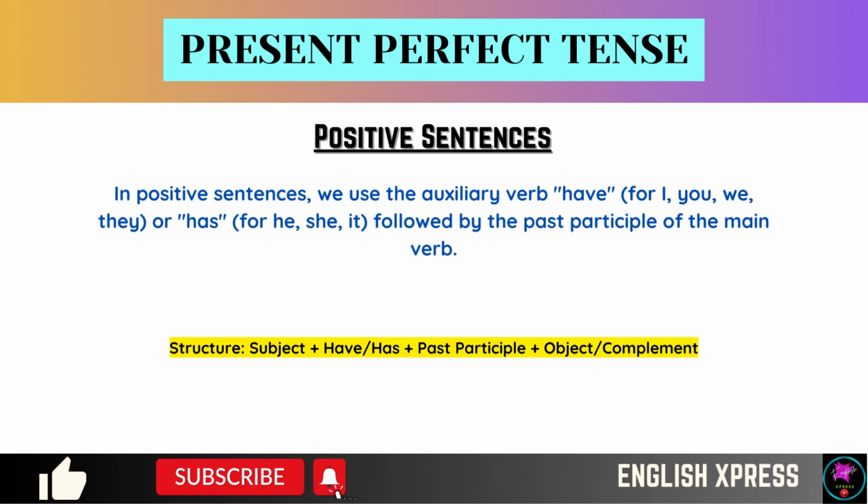In positive sentences, we use the auxiliary verb have for I, you, we, they, or has for he, she, it, followed by the past participle of the main verb.